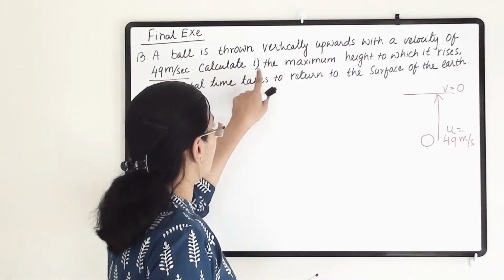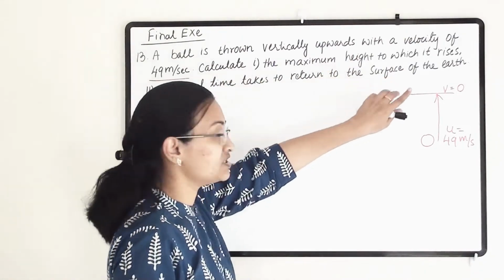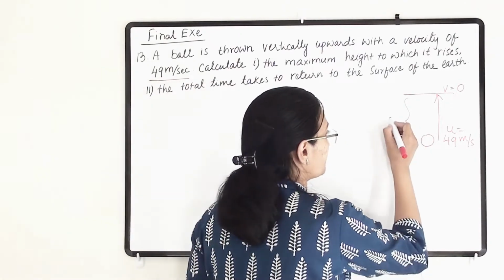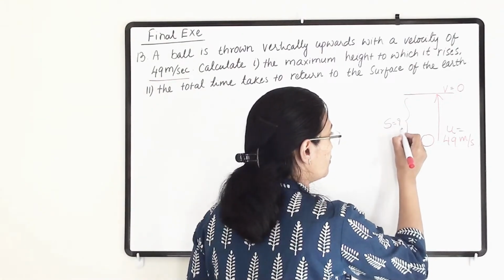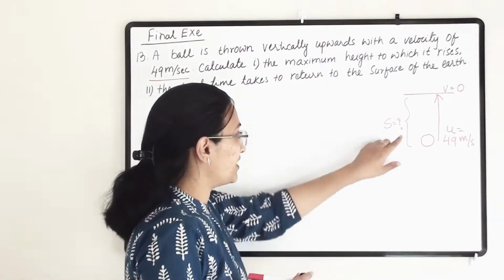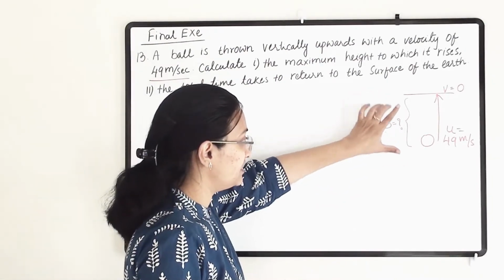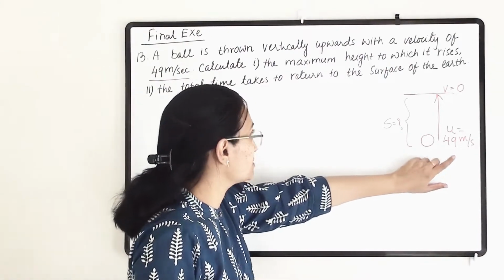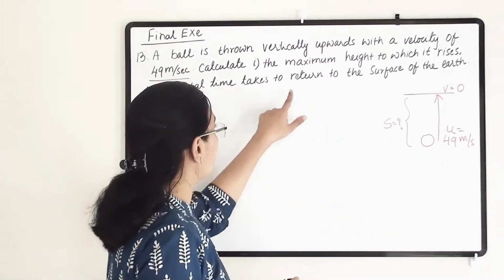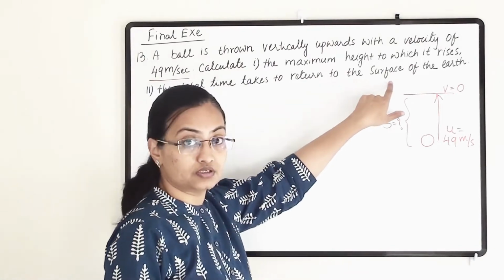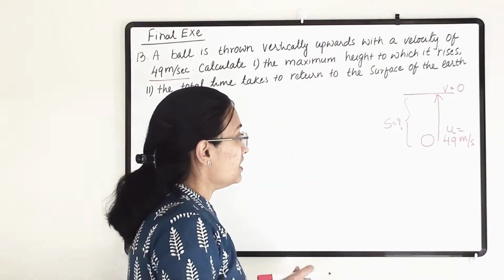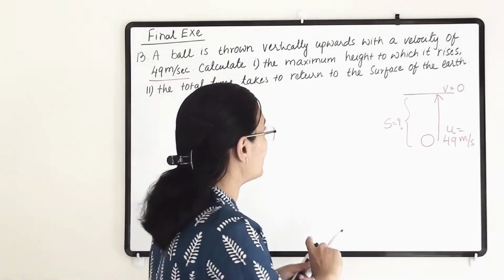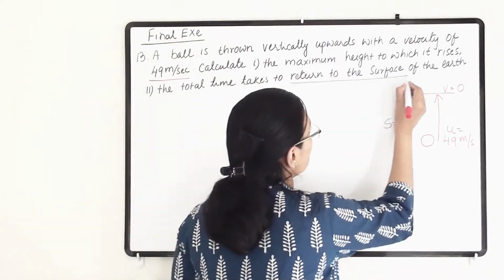Now we have to calculate the maximum height to which it rises. So how much distance will it travel? S equals what? That we have to find out, how much distance it will travel if we throw it upward with 49 meter per second velocity. Then the total time taken to return to the surface of the earth. Here they are asking us to calculate a time, and that too to return to the surface of the earth.